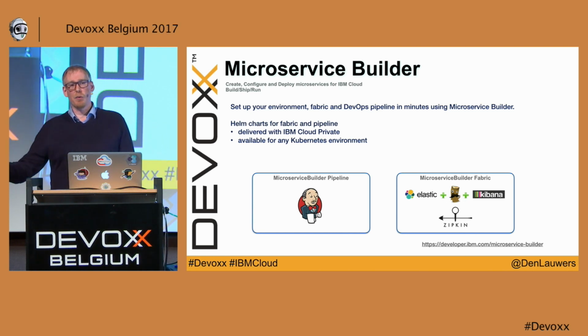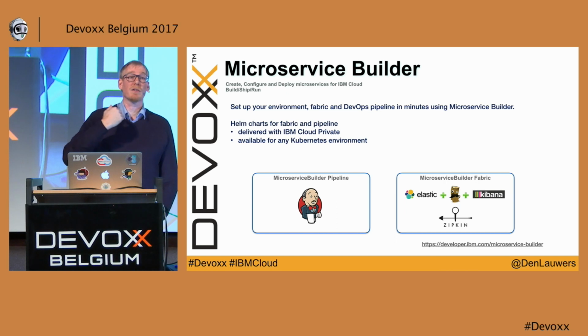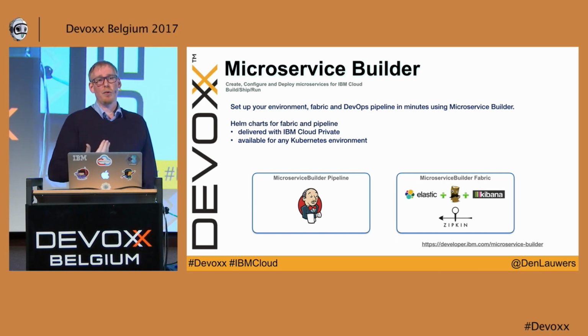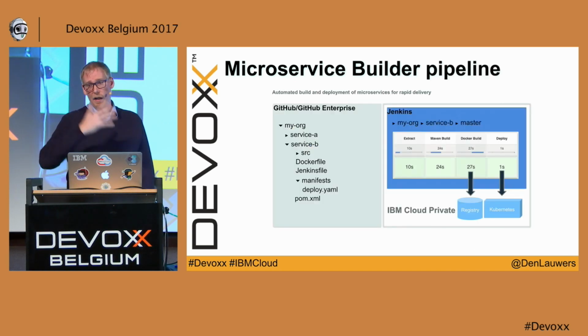And then, of course, we also have a fabric, which is automatically picking up your deployments, and then all your logging, all your information can be sent to an ELK stack, and we are also using Zipkin if you want to do debugging on microservice applications. So this is the pipeline.